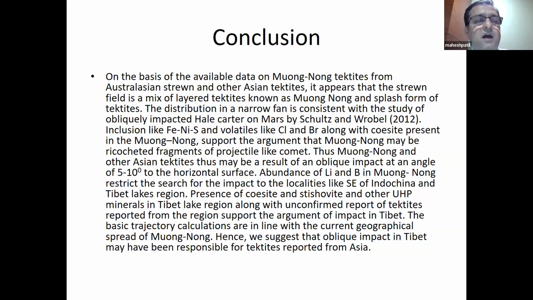But yes, unless and until I prove the crater, this will remain a hypothesis. So don't say that Tibet is the impact right now. I'm saying it's a hypothesis, not a confirmed impact. So I've covered my subject. I'm sure you will have some questions. So I've tried to keep some 10-15 minutes for that. Happy to answer if you have any doubts.